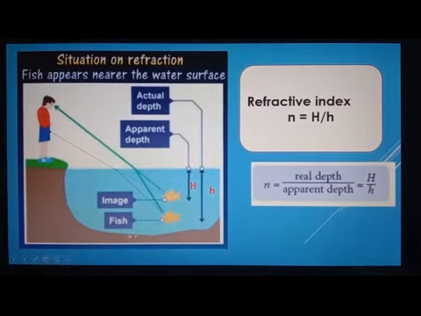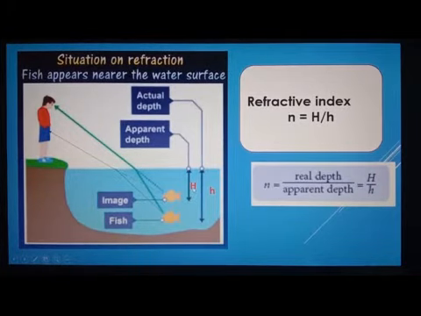Okay, now let's look at another situation on refraction. A fish appears nearer to the water surface. You can see the person observing a fish near the surface. But actually what he sees is not the real fish. That one we call the image. Because our line of vision is a straight line, we cannot observe the light that bends here. So we observe along the line of vision, and that is the image of the fish. The depth of the image is the apparent depth.